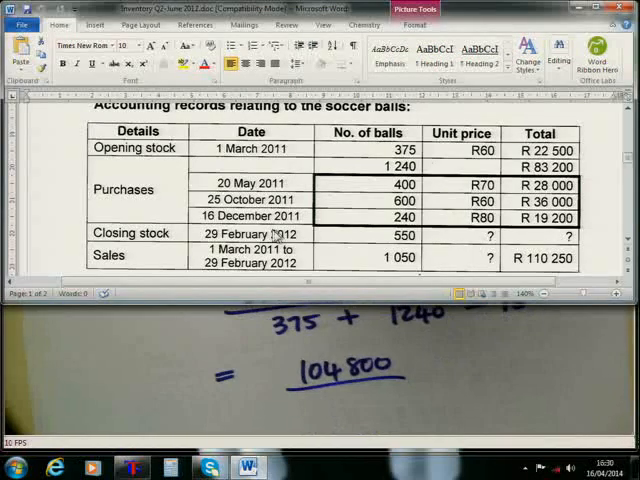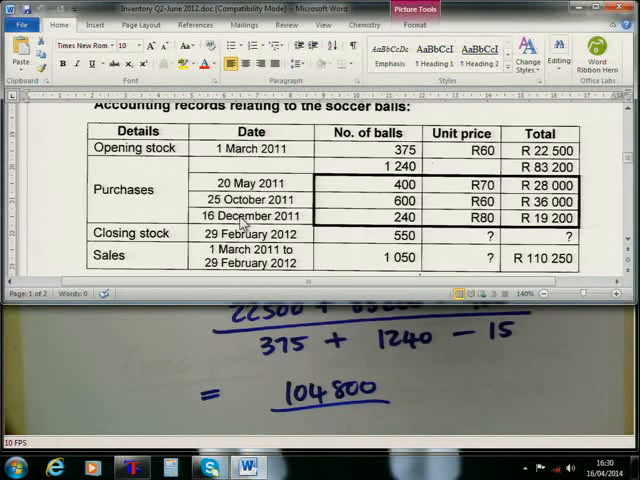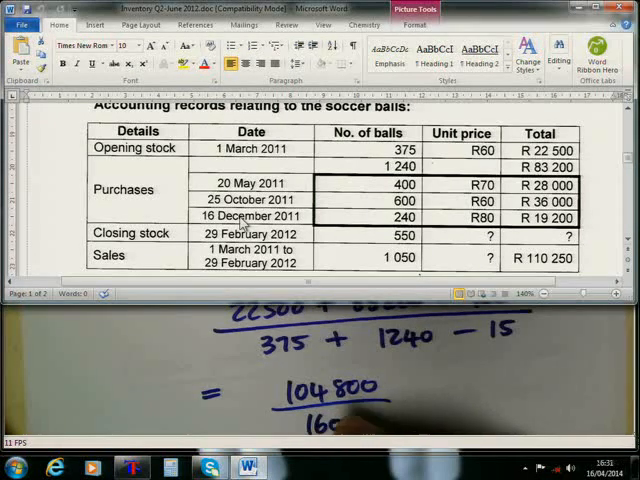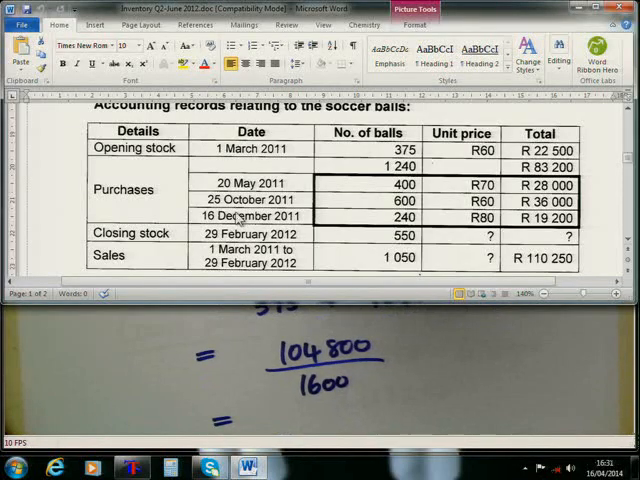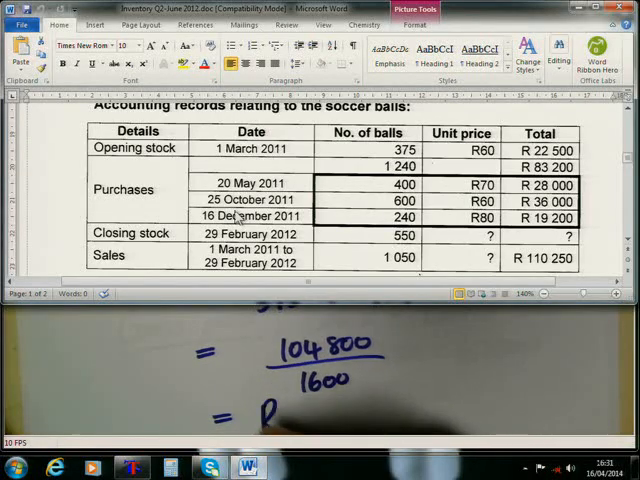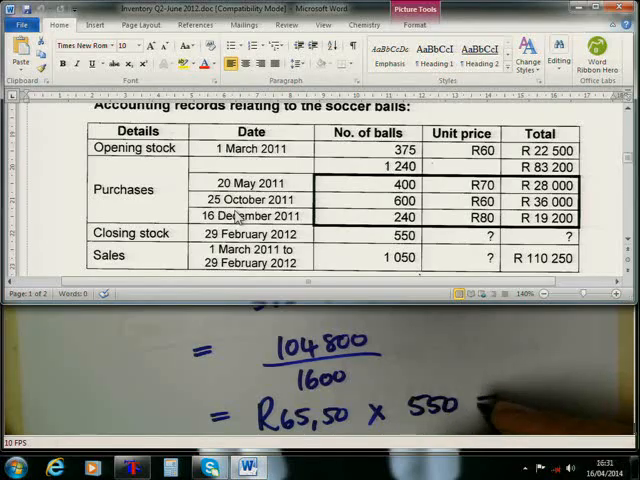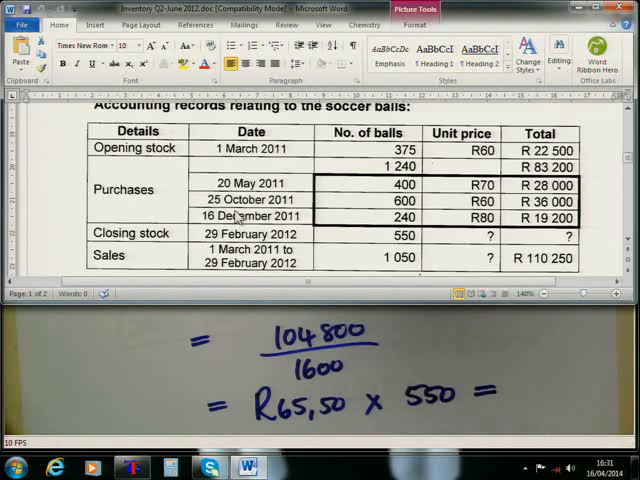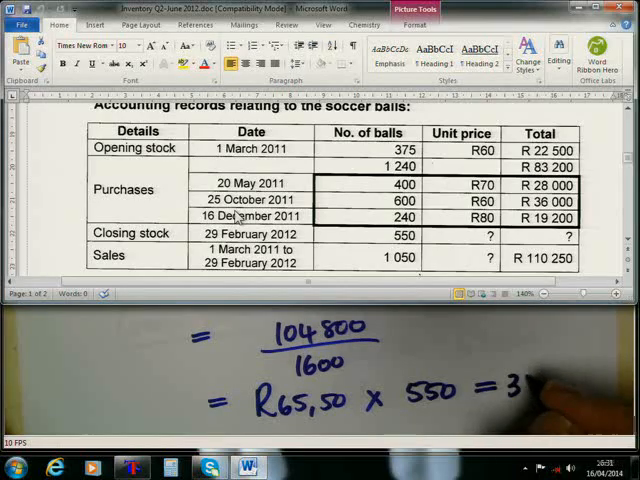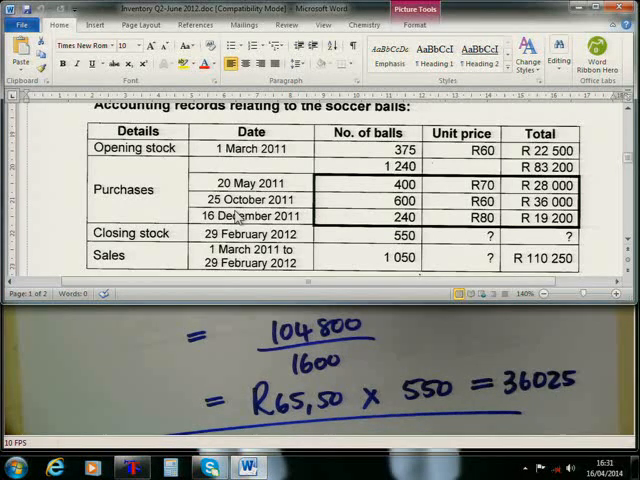What are we busy doing, grade 12? So we are busy working out an average price. 375 plus the 1240 that we bought minus the 15 gives us 1,600, and that gives us an average price of 104,800 divided by 1,600. That is 65 rand 50 cents times the 550 balls that we've got on hand. Times 550, that gives us 36,025.